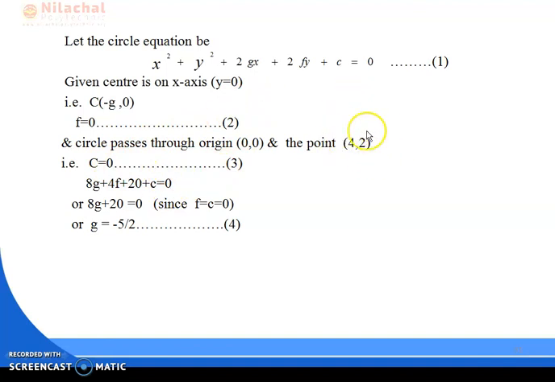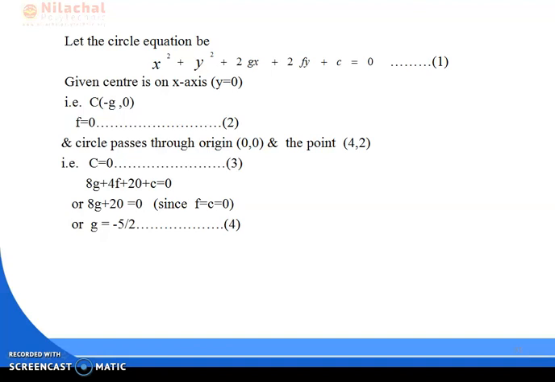Then we put the second point (4, 2) in equation number 1. We already know that f equals 0 and c equals 0. So we put 4 instead of x and 2 instead of y. What do we get? 16 + 4 + 8g + 4f + c, but we know that f and c are both 0. So we put 0 instead of f and 0 instead of c. What do we get? 8g + 20 equals 0. That means g equals -5/2.